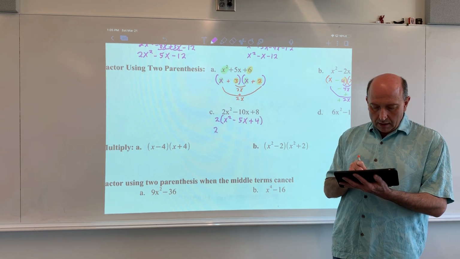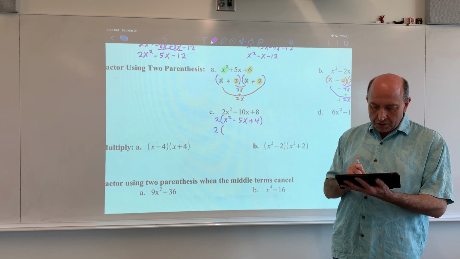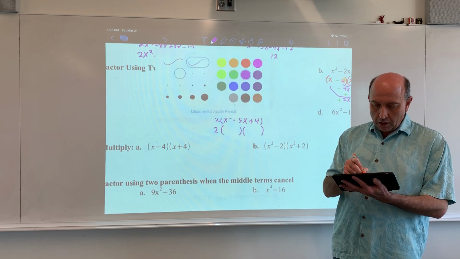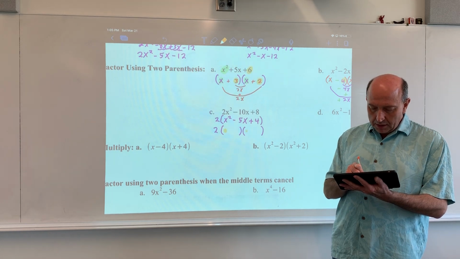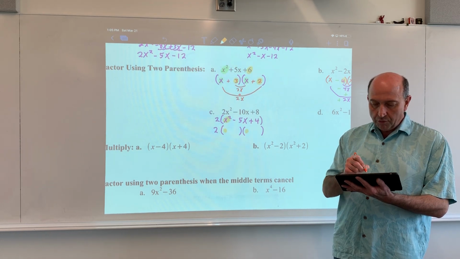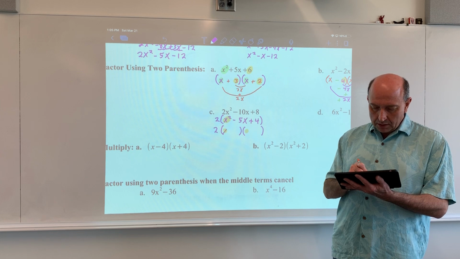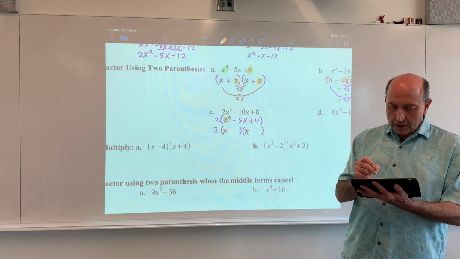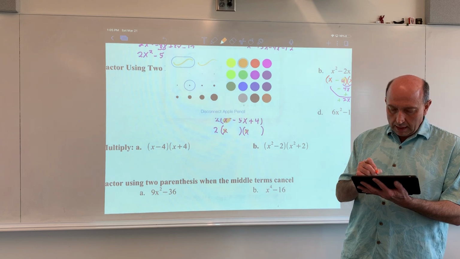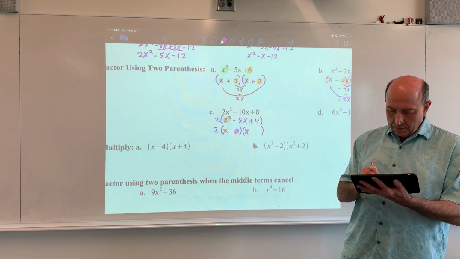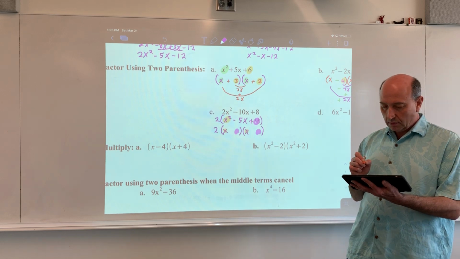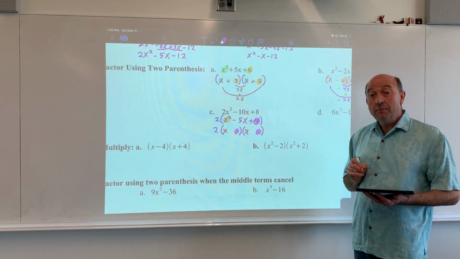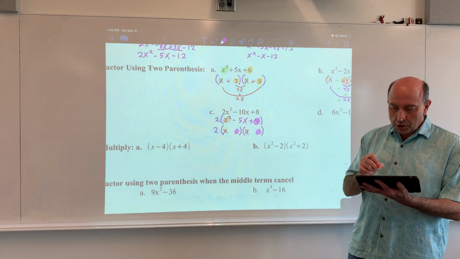Now we'll try going further. So we used one parenthesis, and now we're using two parentheses. So recall that this times this is this. We only have one choice. X times x is the only way to get x squared. Now the next thing to look for is this times this is this. 2 times 2 is 4, but so is 4 times 1. Let me try to think ahead to see which one works.